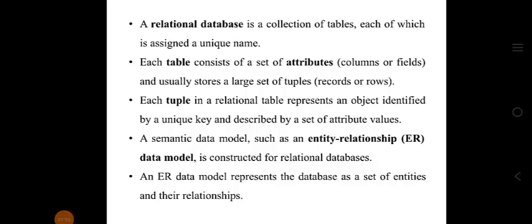A relational database is a collection of tables, each of which is assigned a unique name. Each table consists of a set of attributes, columns or fields, and usually stores a large set of tuples, which are called records or rows. Each tuple in a relational table represents an object identified by a unique key and described by a set of attribute values. A semantic data model, such as an entity relationship data model, is constructed for relational databases. An ER data model represents the database as a set of entities and their relationships.